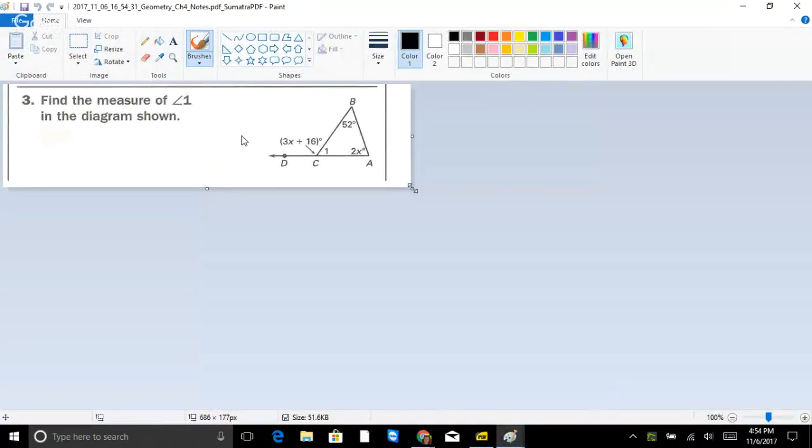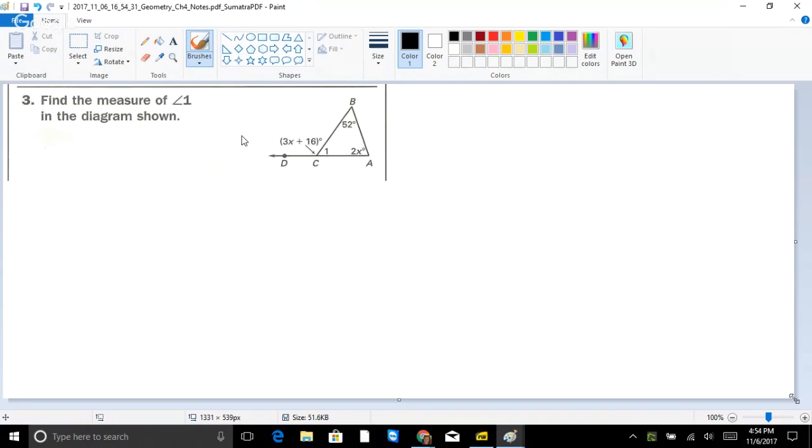Just to make sure you have it. So this one we're not going to explain as much, but we'll totally get it. Okay. Find the measure of angle 1 in the diagram shown.